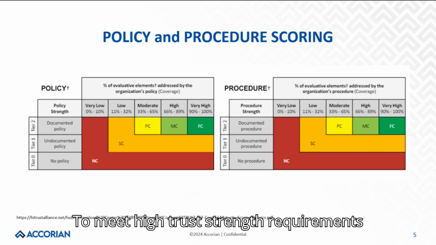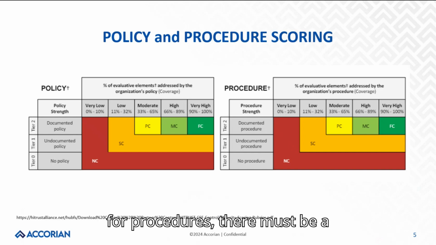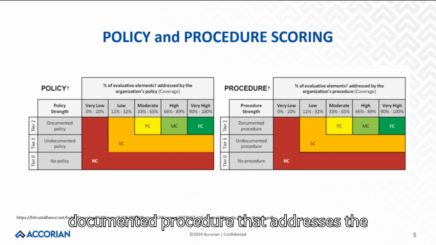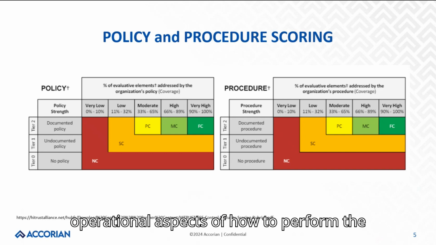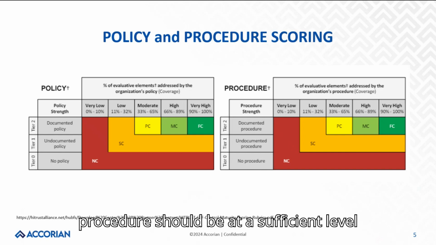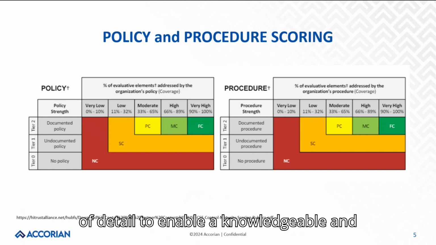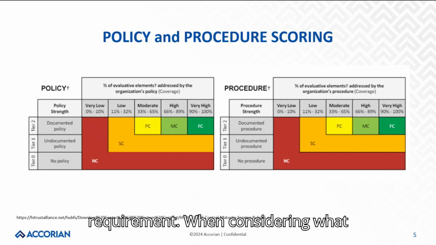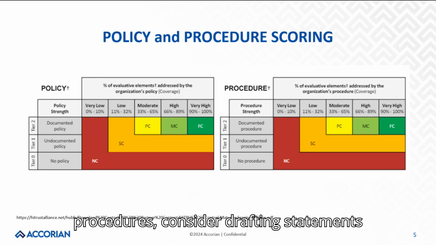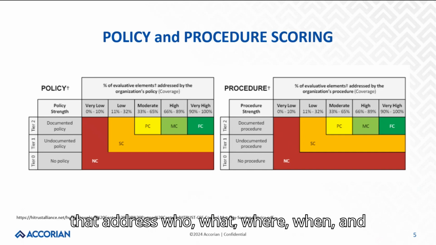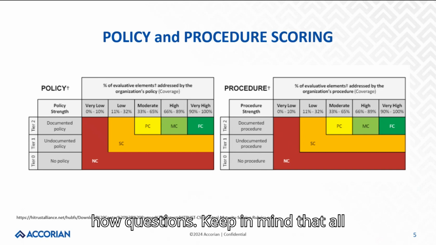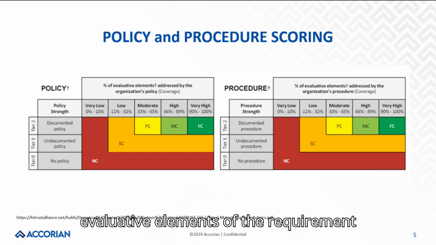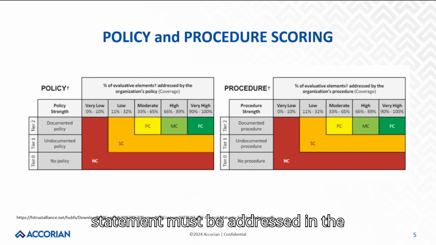To meet HITRUST strength requirements for procedures, there must be a documented procedure that addresses the operational aspects of how to perform the requirement statement. The procedure should be at a sufficient level of detail to enable a knowledgeable and qualified individual to perform the requirement. When considering what operational details to include in the procedures, consider drafting statements that address who, what, where, when, and how questions. Keep in mind that all evaluative elements of the requirement statement must be addressed in the procedure.